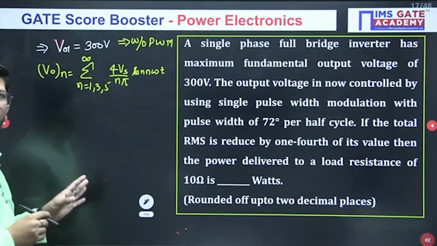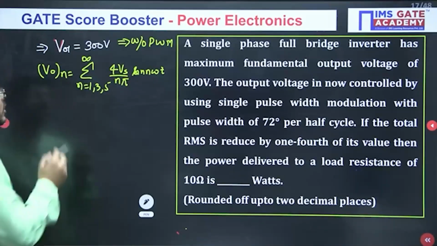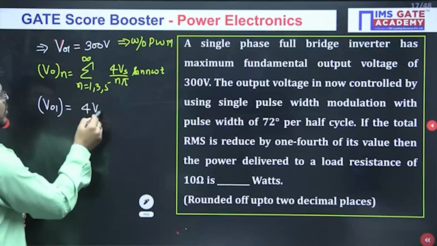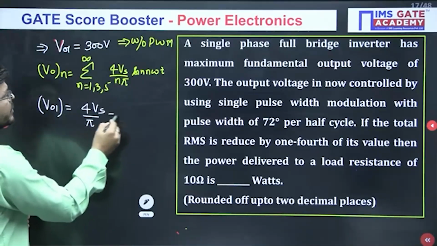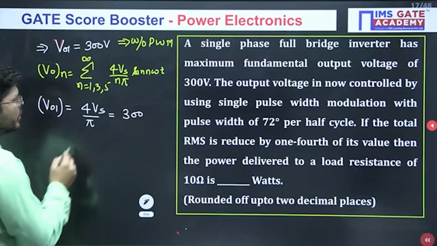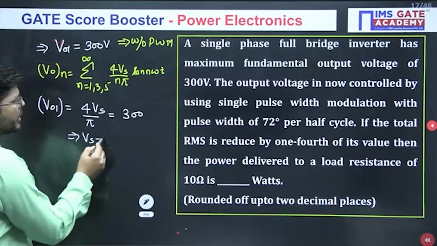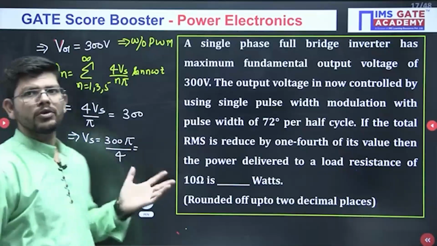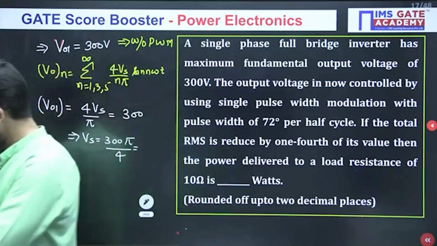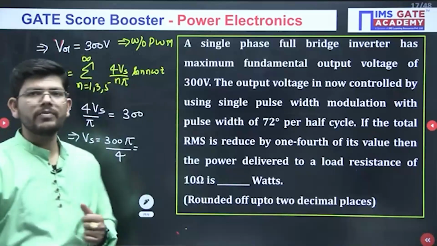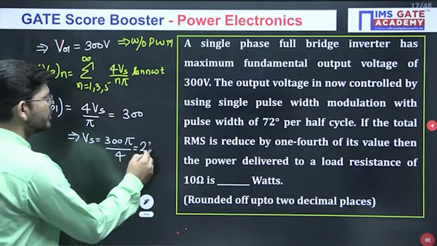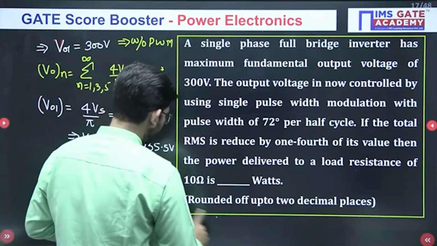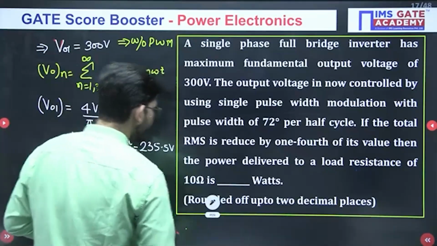Now from here, if I calculate the fundamental voltage, it will be 4 Vs over pi. And this has been given to us, which is 300 volt. So you will get the value of Vs from here, which will be 300 pi over 4. When you solve it, what value of Vs are you getting? You will get 235.5 volt. This will be the value of Vs. So from the given data, we have calculated Vs.